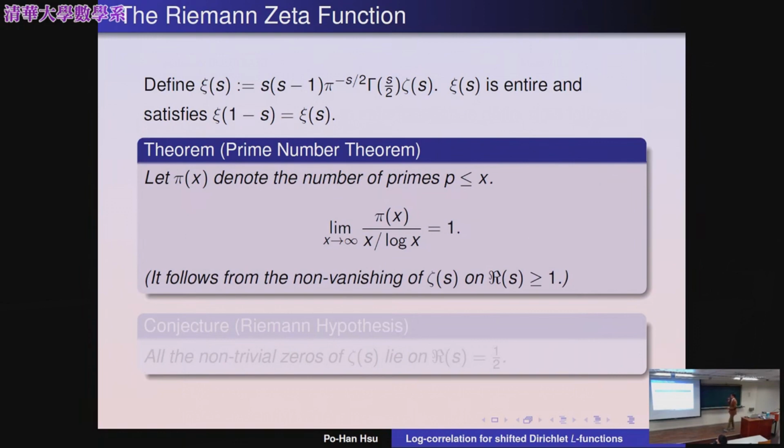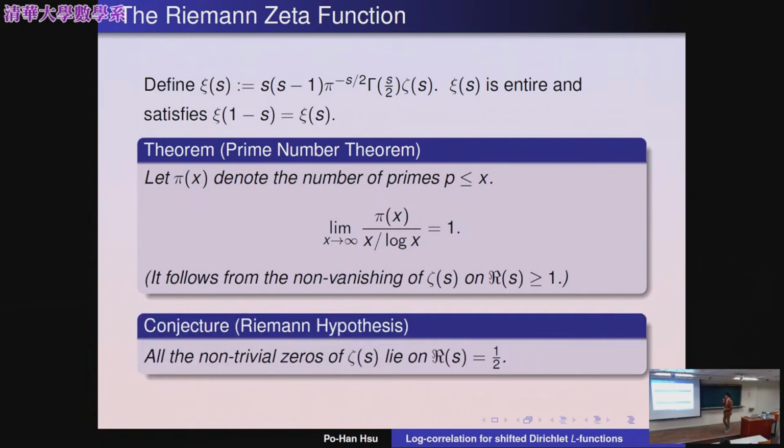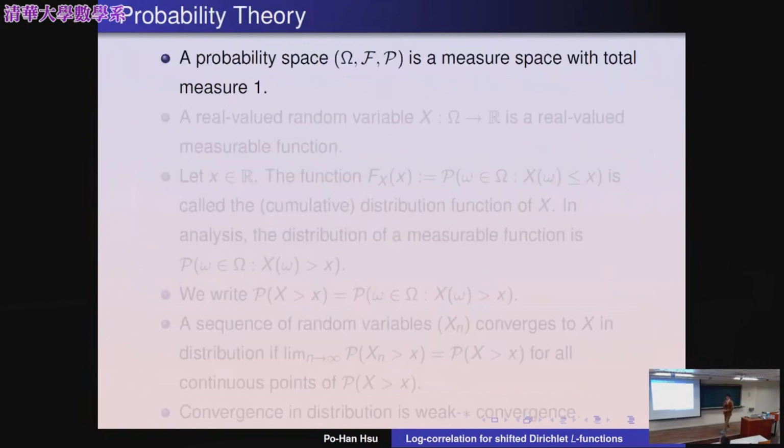The study of Riemann zeta arises in the study of the prime number theorem, and this theorem follows from the non-vanishing result of Riemann zeta. This is maybe one of the most famous hypotheses or conjectures in mathematics: all the non-trivial zeros of zeta lie on the half line. Since we are at NTHU, I don't need to explain this anymore. Good. And just as my title suggested, log correlation, it is expected that some probability is involved. So let's do some review of probability.